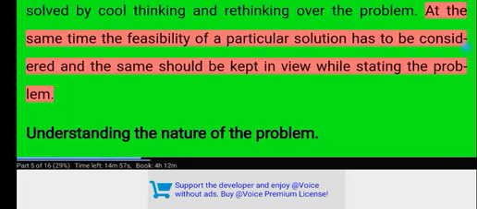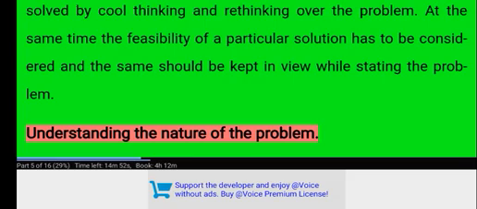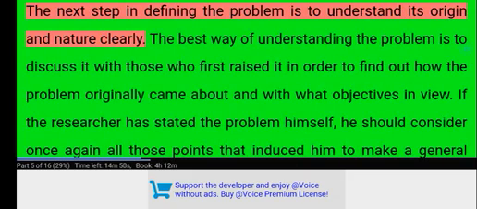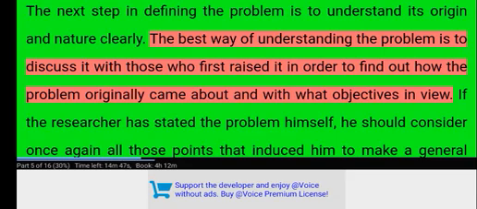At the same time, the feasibility of a particular solution has to be considered, and the same should be kept in view while stating the problem. Understanding the nature of the problem. The next step in defining the problem is to understand its origin and nature clearly. The best way of understanding the problem is to discuss it with those who first raised it in order to find out how the problem originally came about and with what objectives in view.